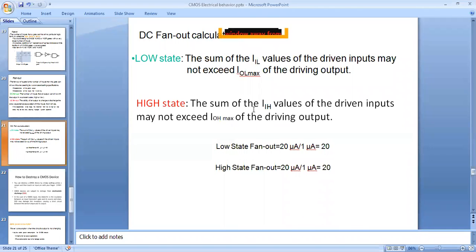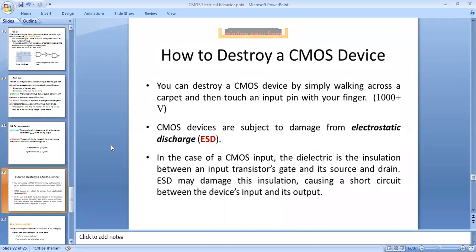But if they ask directly, what is the steady state behavior of CMOS, then you deeply explain fan in and fan out with the help of diagrams. So with this, the fan in and fan out topics are over. After that, how do we destroy a CMOS device?